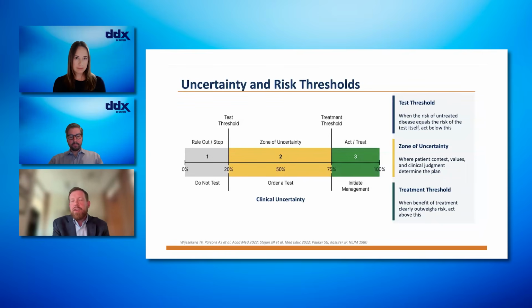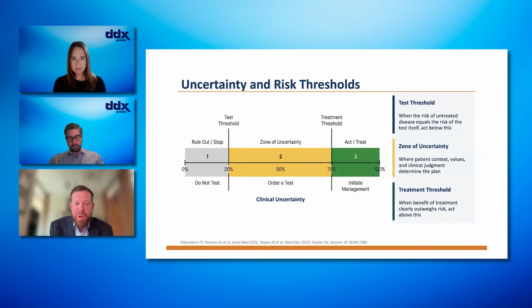I want to pull out a couple things which I showed you on that menu, mainly uncertainty and risk, because I think these are key aspects of management, and they're also undertaught aspects. So here you see a threshold. There's a test threshold. There's a treatment threshold. So for a test threshold, below a certain probability of disease, the risk of testing exceeds the benefit. So you do not test. Then the treatment threshold, above a certain probability, the benefit of treatment clearly outweighs the risk, so you treat.